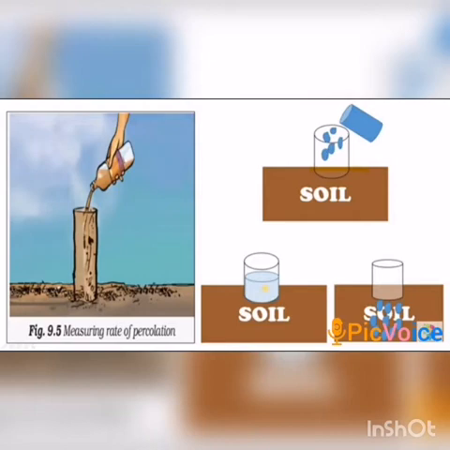Then note the time when you start pouring the water. When all the water has percolated, leaving the pipe empty, note the time again. And what is the main thing we have to do? Be careful not to let the water spill over or run down on the outside of the pipe while pouring. Then calculate the rate of percolation by using the formula.